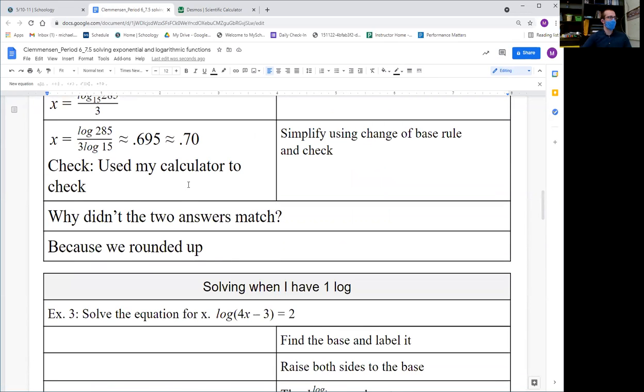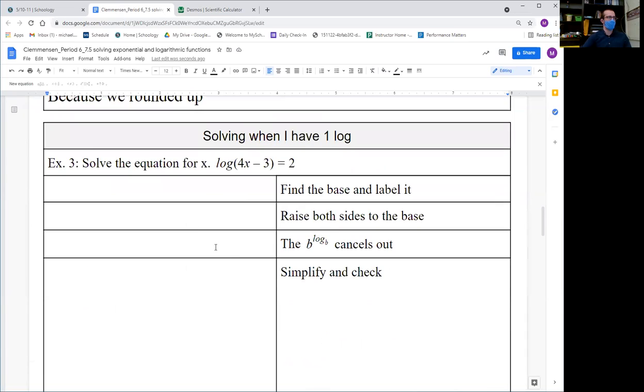So we just finished this problem over here. We're now moving into solving when I have one log. We've just finished up our exponent section. Now we're moving into our logarithm section. So we can tell that we're going to use one log because of the fact that we have one log in our equation and then something on the inside of that log.